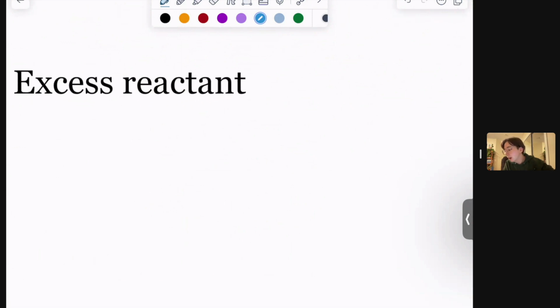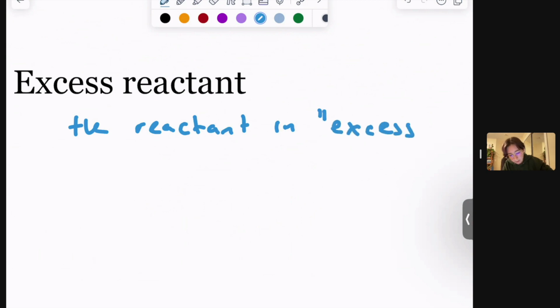So limiting reactant: the thing that's going to run out first, the thing that's going to stop my reaction and force me to only make a certain amount of product. Whichever one I have left over, that is my excess reactant. It's the one that is not used up during the reaction.